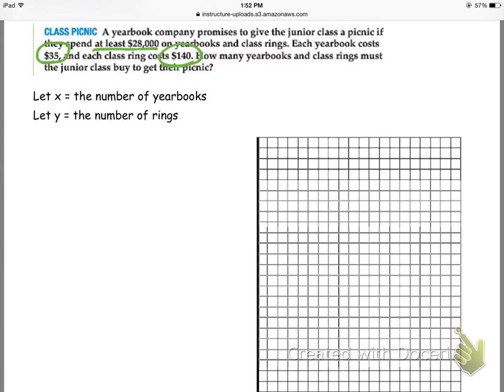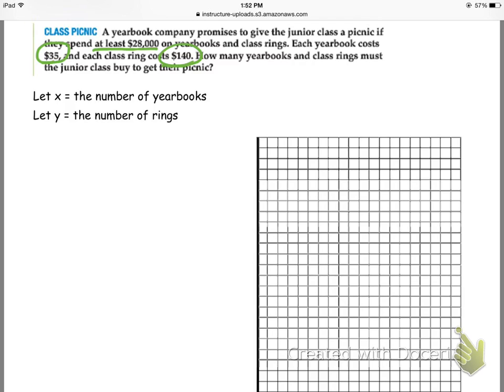And so we have a let statement here. It says, let x equal the number of yearbooks and let y equal the number of rings. So I want you to take a few seconds, pause for a little bit, and write on your notes what you think would be the inequality that would be appropriate for this situation. With each variable, you'll recognize that each of them has a cost. Each yearbook costs $35, right?